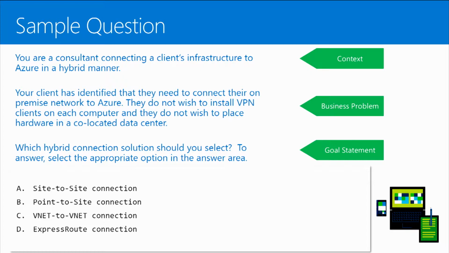The great thing about certification questions, they tend to give you very specific instructions on what to do. So our instructions tell us that we should select one of these solutions from the answer area. So we have site-to-site, point-to-site, VNet to VNet, and ExpressRoute. Here, a site-to-site connection will make sense. A point-to-site connection will require us to install a VPN client on each machine. ExpressRoute will require us to hook up with our ISP or host hardware and co-located data center. And VNet to VNet doesn't actually serve our business purpose, our business problem here.